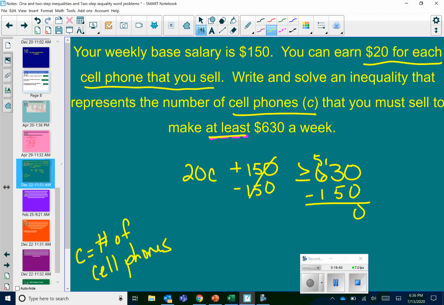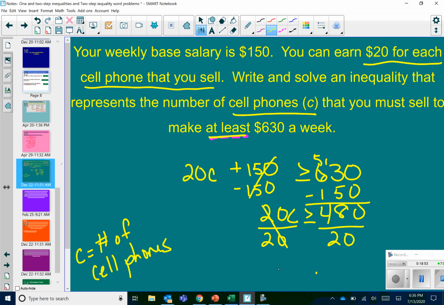That's going to leave me with 480. So we've got 20C is greater than or equal to 480. And then we just need to divide through by 20. And that's going to leave me with C is greater than or equal to 24. So what does that mean in the context of the problem? It means you want to sell 24 or more cell phones in order to make at least $630 per week.